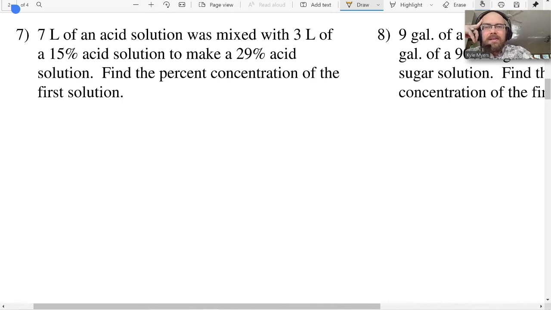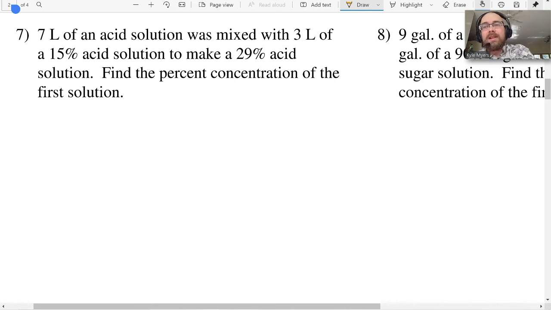So 7 liters of an acid solution was mixed with 3 liters of a 15% acid solution. When I first read this one, I was thinking, oh, 7 liters of an acid. They don't say the percent. Does that mean it's 100% acid? Like, it would just melt your skin if you poured it on your skin. And actually, no, that's not the case. Well, yes, acid will burn your skin, so don't play with acid. But they don't say what the percent is, so that actually means that we don't know what the percent is, not that it's 100%.